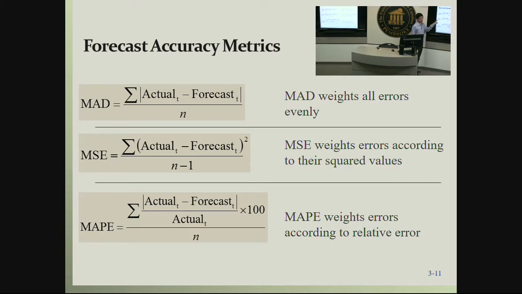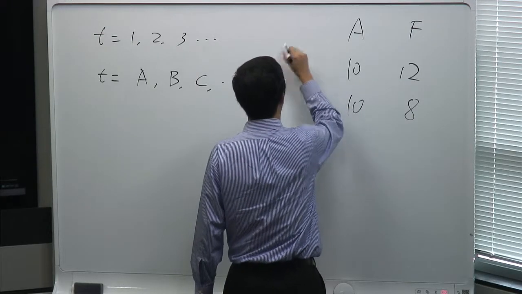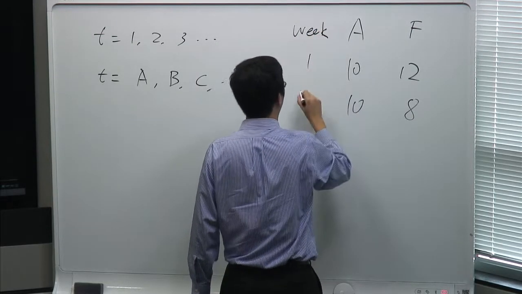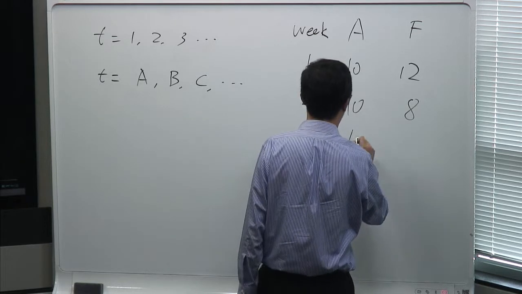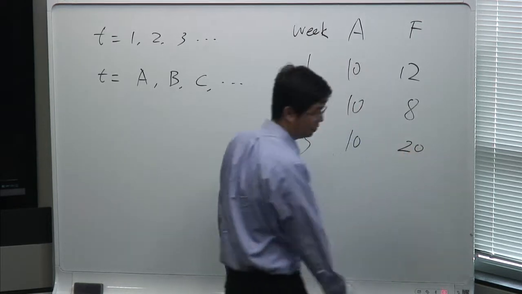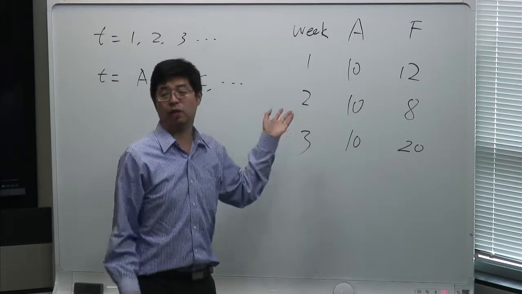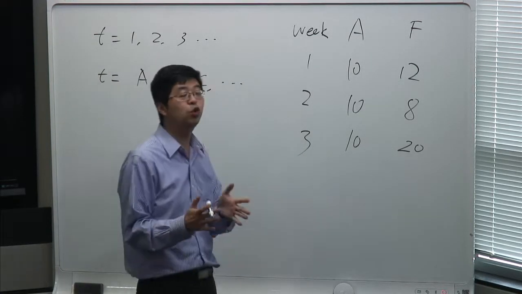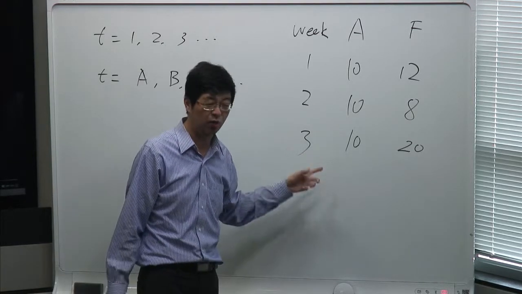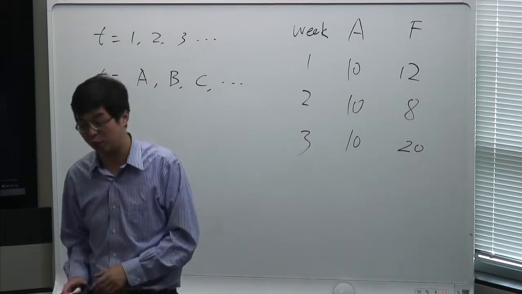That's MSE. You can see the difference here between MAD and MSE. Let's say you have 3 forecasts, week 1, 2, 3. The first 2 are pretty stable. They only deviate 2 units from the actual value, but the third one is pretty bad. It deviates 10 units.